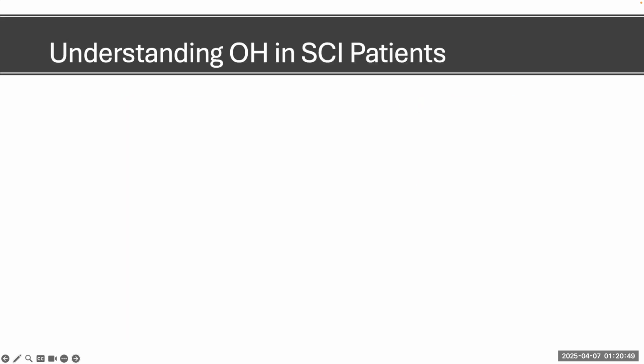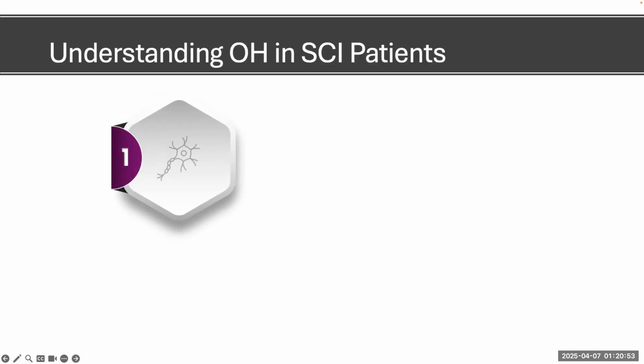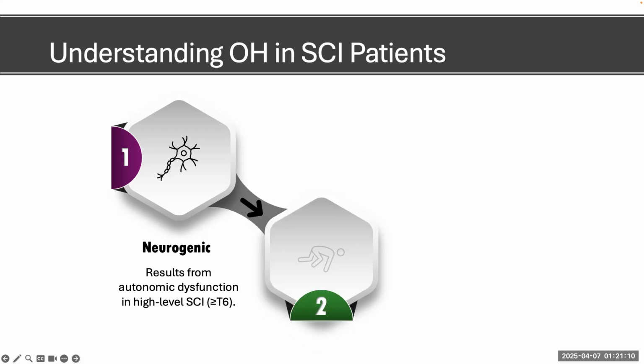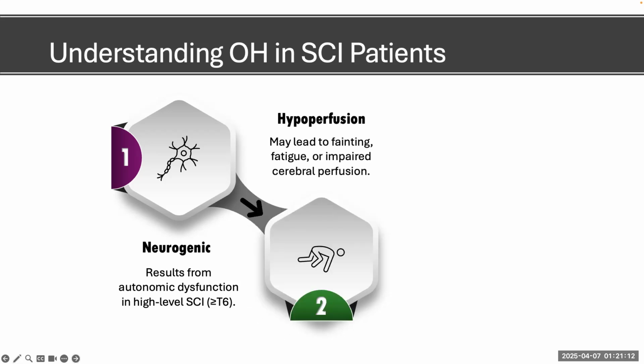Understanding orthostatic hypotension, or OH, in SCI patients. Neurogenic hypotension is a result of sympathetic nervous system disruption in SCI, particularly with injuries at or above the T6 level. This dysfunction limits the body's ability to constrict blood vessels and maintain blood pressure during positional changes. As a result, patients experience symptoms like dizziness, vision changes, fatigue, or even syncope, often during care transitions or therapy.